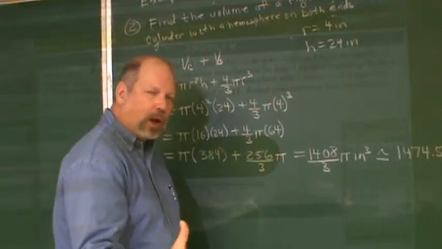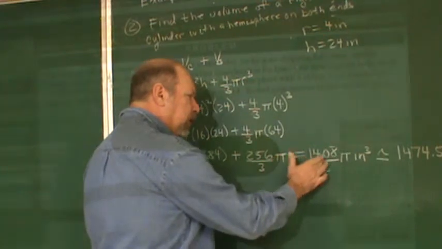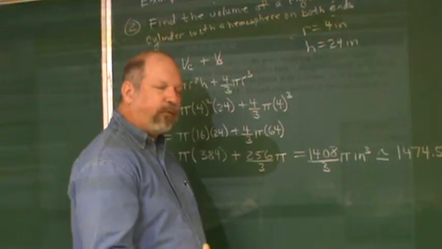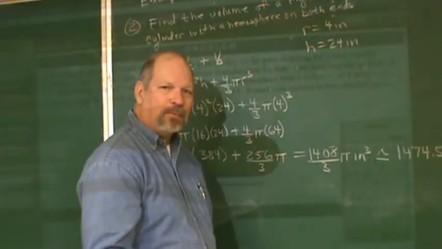And then just get your calculator out, punch this number in times pi. You should come up with 1474.54 cubic inches.